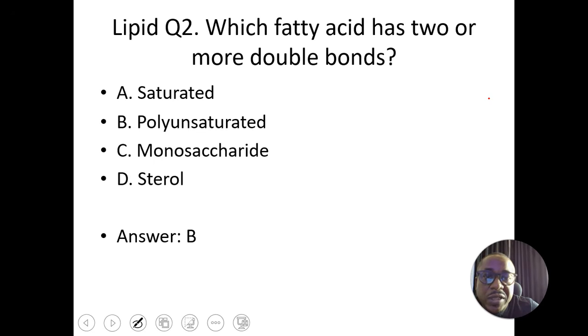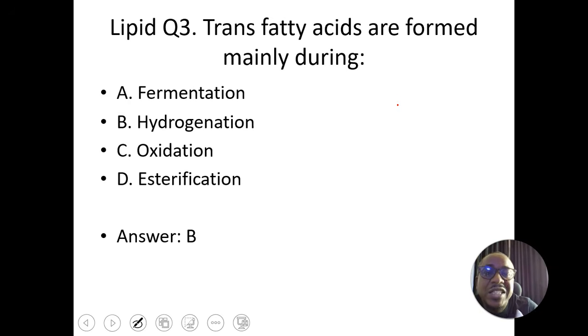So which fatty acid has two or more double bonds? They are usually polyunsaturated fatty acids. They have two or more double bonds. If it is one bond, it will be called monounsaturated fatty acid. Trans fatty acids are formed during hydrogenation reaction.